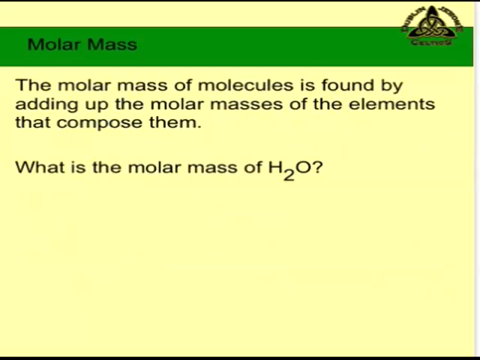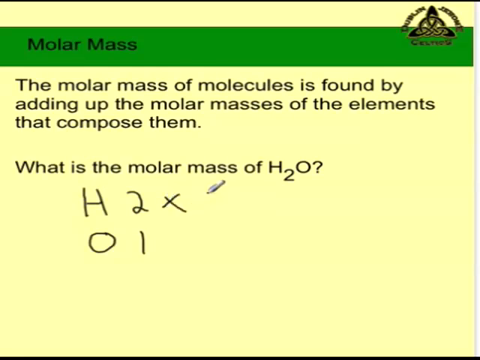Now the molar mass of molecules is found by adding up the molar masses of the elements that compose them. For example, if we want to find the molar mass of H2O, what we can do is list the elements in water. There's hydrogen, of course, and oxygen. List the number of atoms of each kind. In H2O, there are 2 atoms of H and 1 atom of O. Find the values of these atoms in the periodic table.